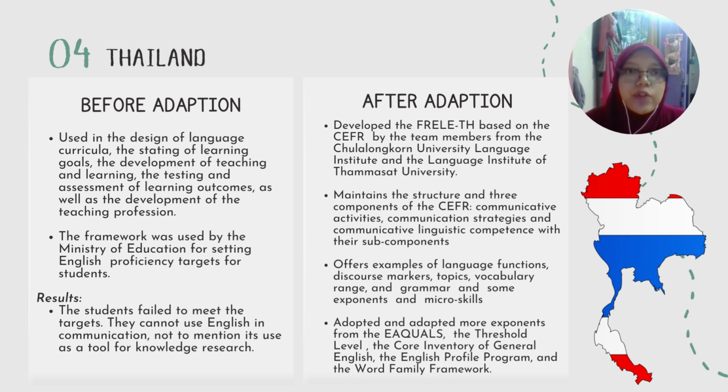In order to meet the needs of Thai learners and users of English, a local version of CEFR for Languages in Thailand, known as FRELE-TH, was published. The framework following CEFR is flexible, allowing levels and categories to merge and subdivide as appropriate. It also offers examples of language functions, discourse markers, topics, vocabulary range, and grammar, also some exponents and micro skills, all of which are appropriate to English use in the local, regional, and international context of Thai communication.